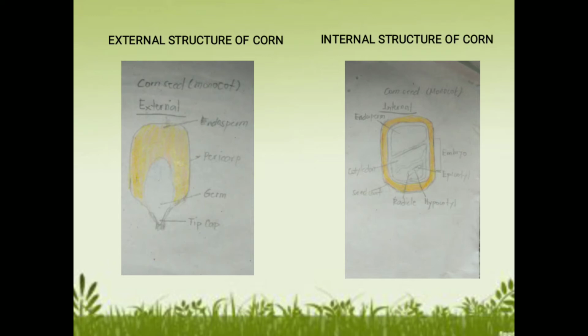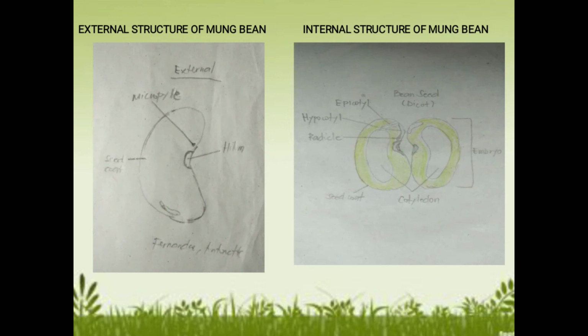So, this is the external structure of corn, which is the endosperm, pericarp, germ, and tip cap. Then the internal structures are the endosperm, cotyledon, seed coat, radicle, hypocotyl, epicotyl, and the embryo. Next is the mung bean. The external parts of mung bean are the micropyle, hilum, and seed coat. Last, the internal structures of mung bean are the hypocotyl, epicotyl, radicle, seed coat, cotyledon, and embryo.